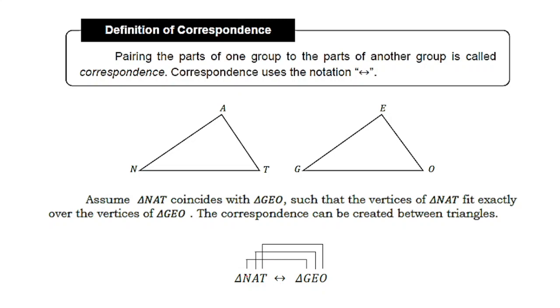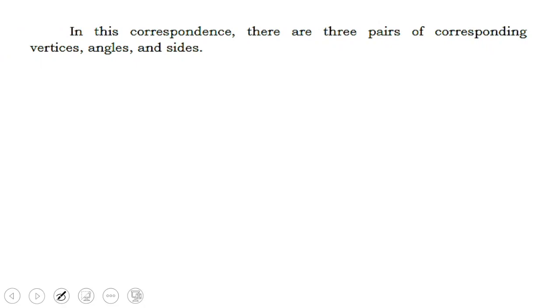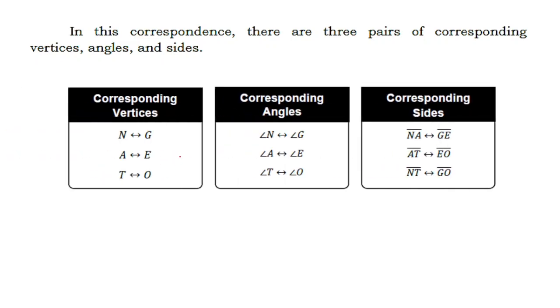So for the corresponding parts, we have N corresponds to G, A corresponds to E, and T corresponds to O. Now in this correspondence, there are three pairs of corresponding vertices, angles, and sides. So we have here the list of all the corresponding pairs. N corresponds to G, A corresponds to E, T corresponds to O.